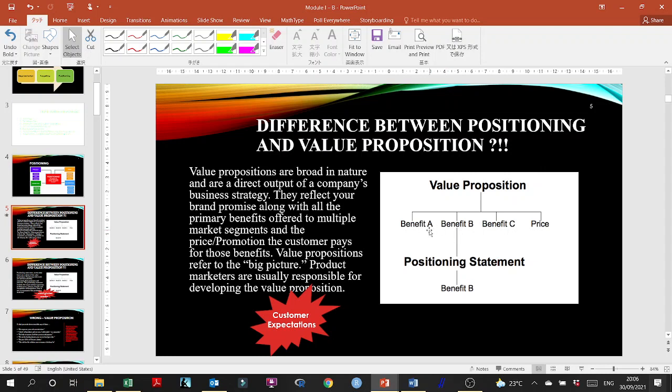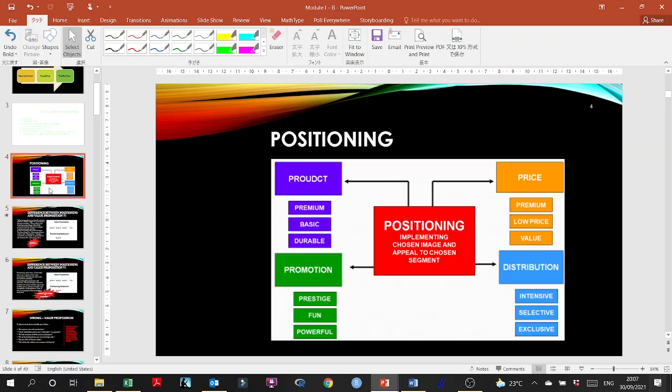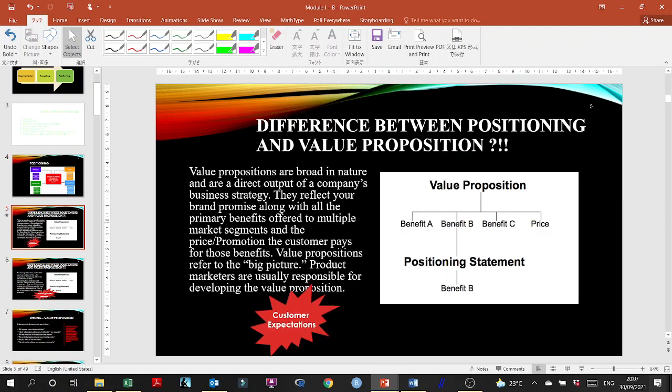So let's assume you have a minimum of benefits A, B, C for a certain product. So we're talking per product. Every product can provide multiple benefits, A, B, C, and then also the price is part of the value proposition. It's like over here we're talking positioning and it has price. Same applies here, but when we're talking about value proposition, we're talking price along with different benefits, benefit A, B, and C.